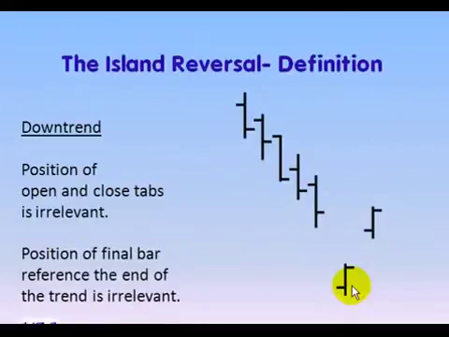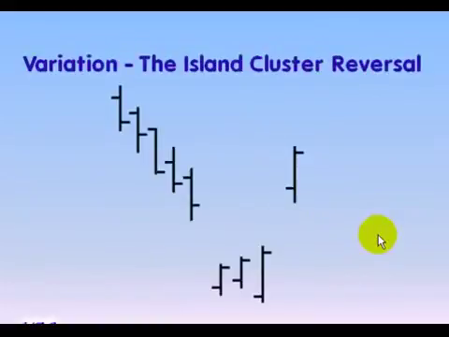Once again, the location of the open and close tabs in all of these price bars is not important, and the position of the final bar, reference the end of the trend, is likewise irrelevant. Provided we have a gap down and a gap up and the gaps aren't closed, it's an island reversal. Or an island cluster reversal in the case here where the single price bar island is replaced by a cluster or group of price bars. Once again, provided we have the gap down and the gap up which aren't closed, we have a valid pattern.